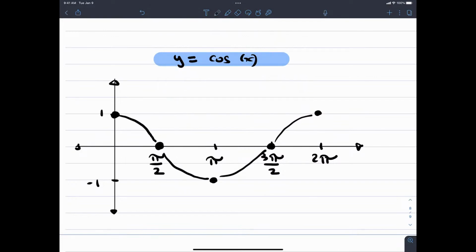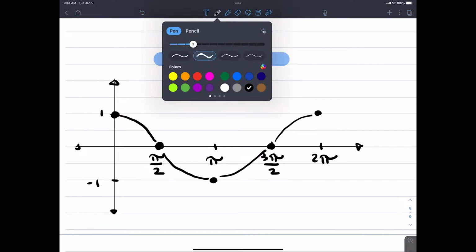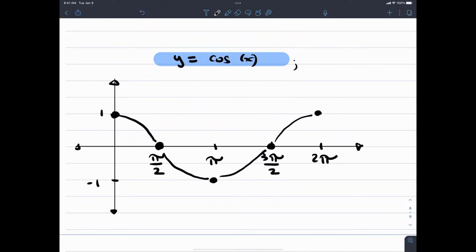So I want you guys to note a few things. Yes, for cosine, the amplitude is 1. The period is 2 pi. And yes, your interval of 1 cycle goes from 0 to 2 pi. Okay, this is what you're looking at. But notice the cosine curve starts at what? 1 and ends at 1.